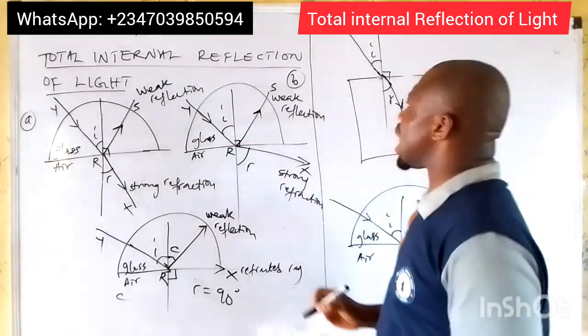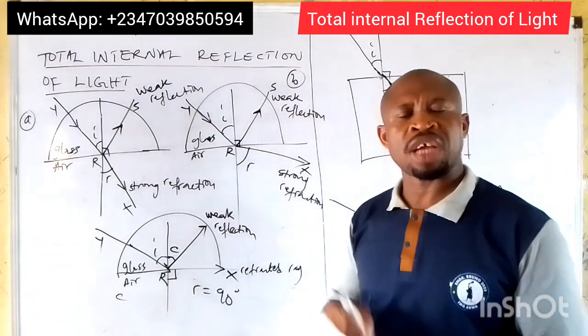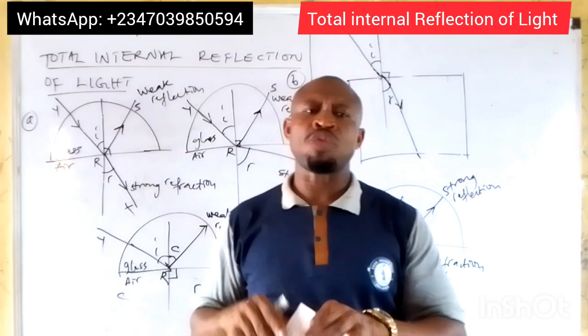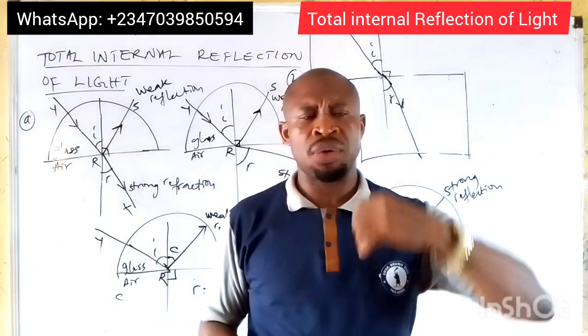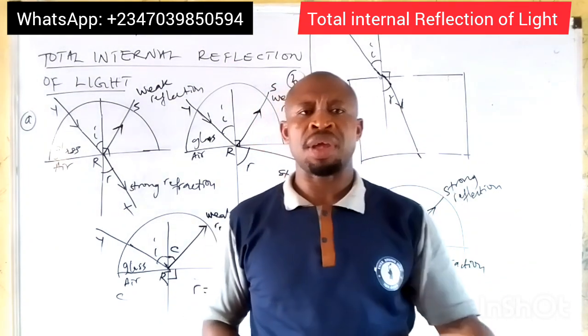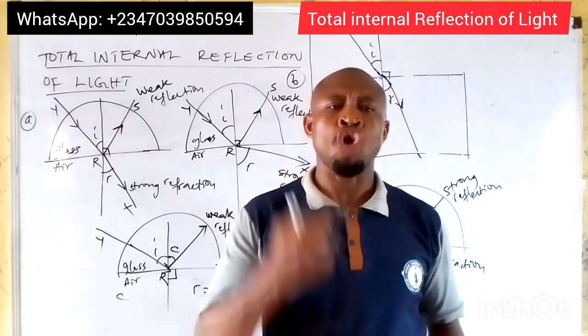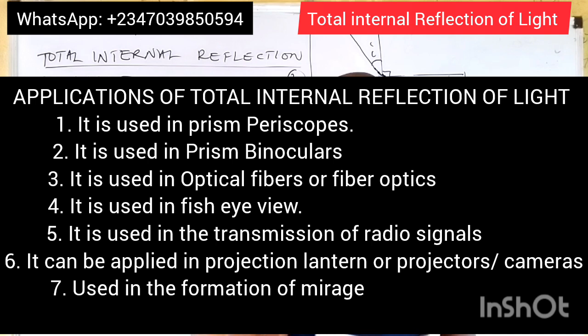We want to look at applications of total internal reflection of light. By application, we mean uses of total internal reflection of light. Of course, in the present day, total internal reflection of light has about 5 or 6 uses or more. One of the applications is that it is used in prism periscopes. Two, it is used in prism binoculars.